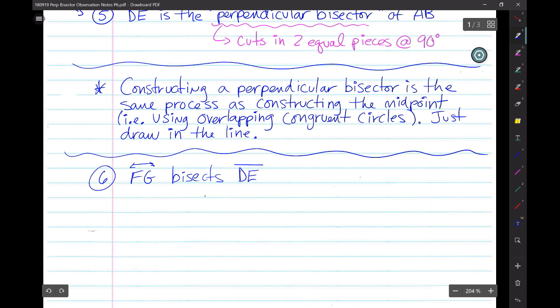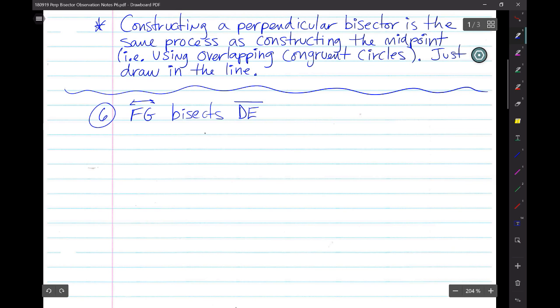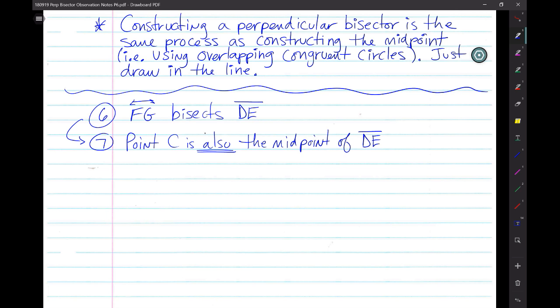All right, now, based on that, because it bisects it, so observation 7 flows from observation 6, we can now say that point C is also the midpoint of segment DE. So point C was the midpoint of AB above, and now point C is the midpoint of DE.